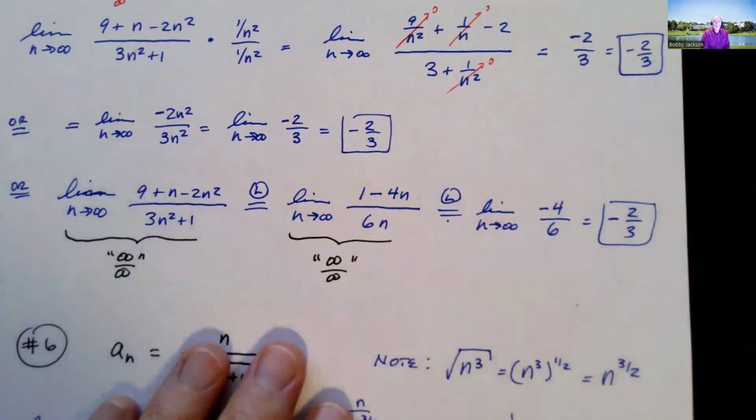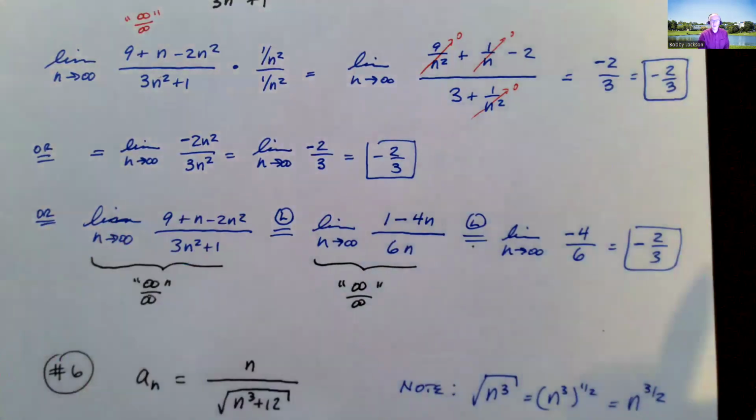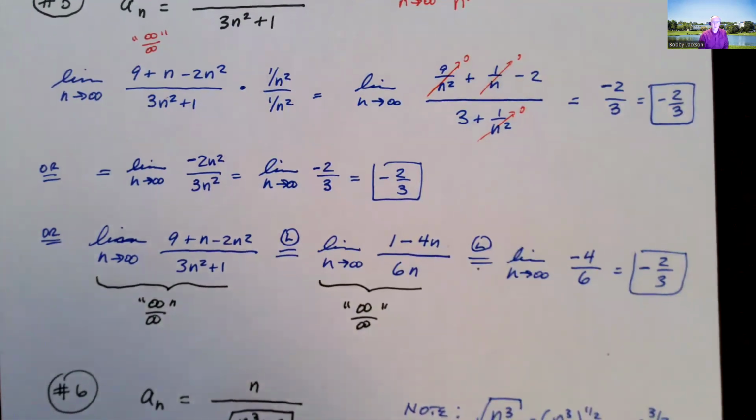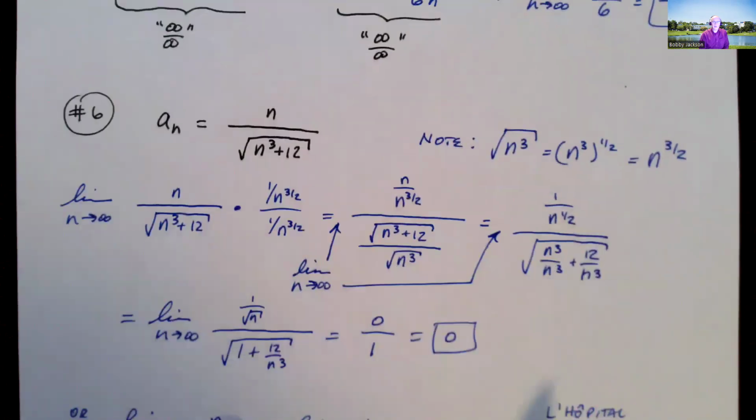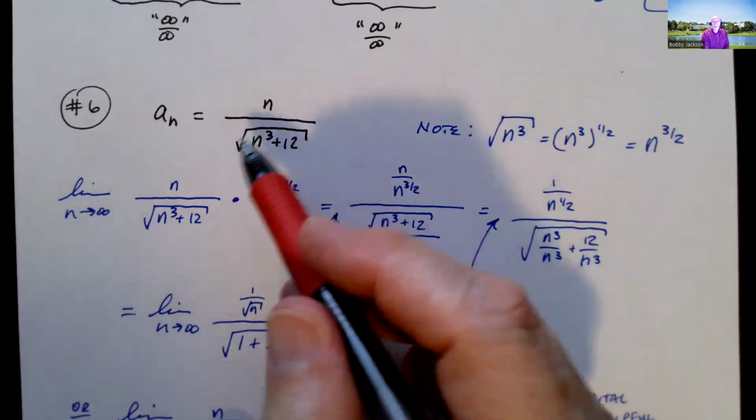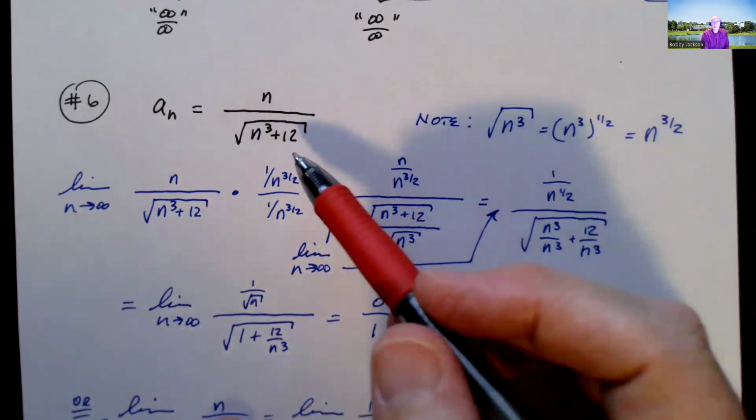So any of these three approaches are fine. This middle one here is certainly quick, and you can use that. I would expect you to find limits of the ratio of polynomial functions fairly quickly. Okay, number 6 then is similar to number 5, but it's not a polynomial function down here. We can still make use of two of the methods up above.